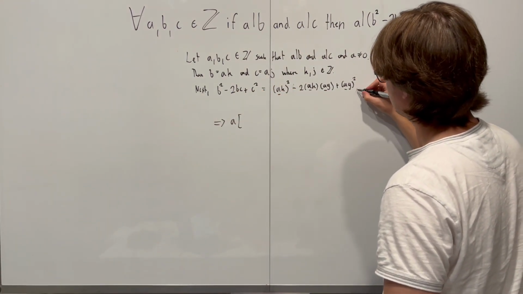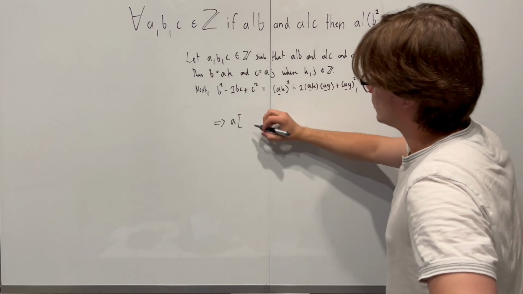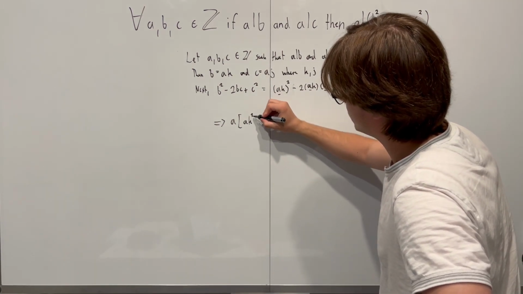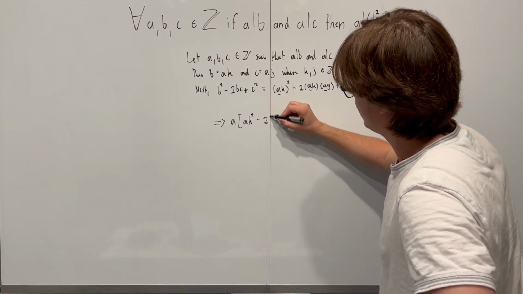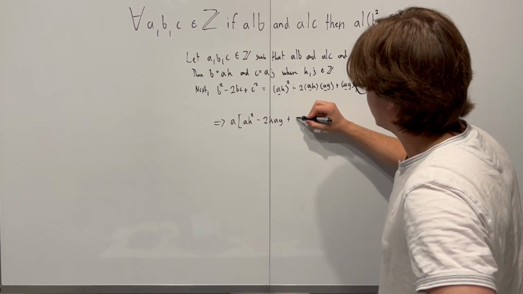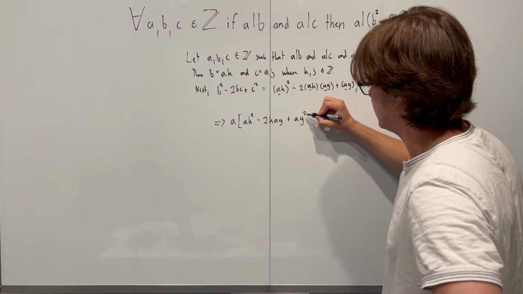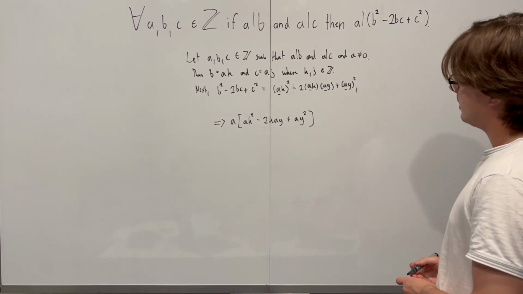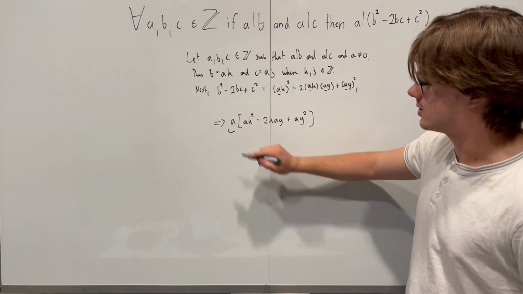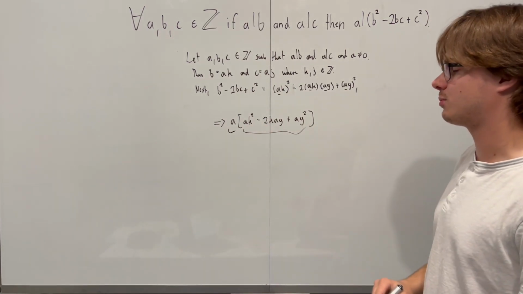So we can say this is the same as saying a times k squared minus 2kj plus j squared, right? I think that's correct. Yep, that should be correct. Fantastic. We've now shown that it is a multiplied by something in a huge bracket.